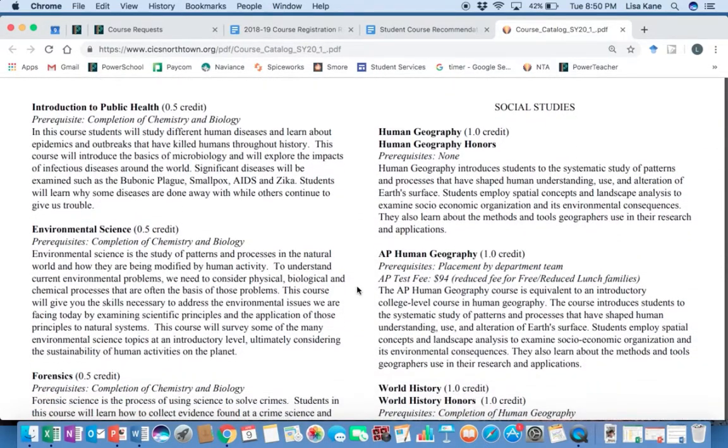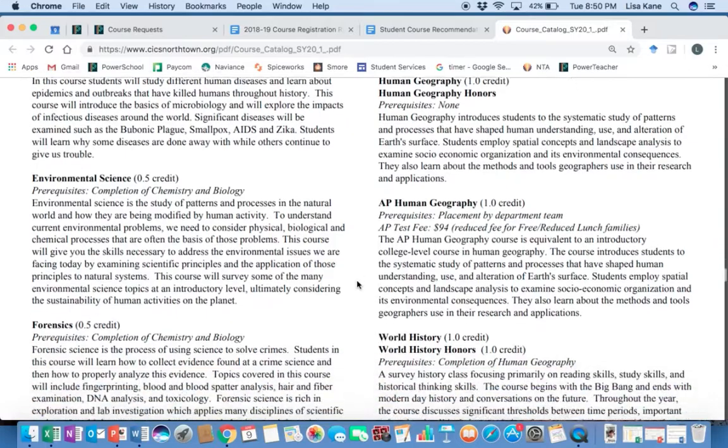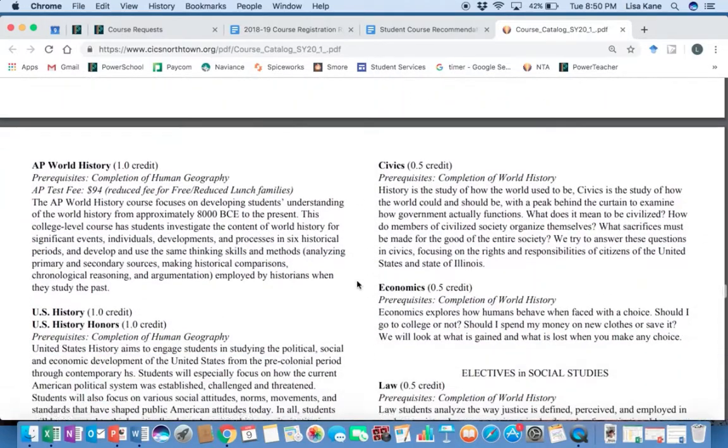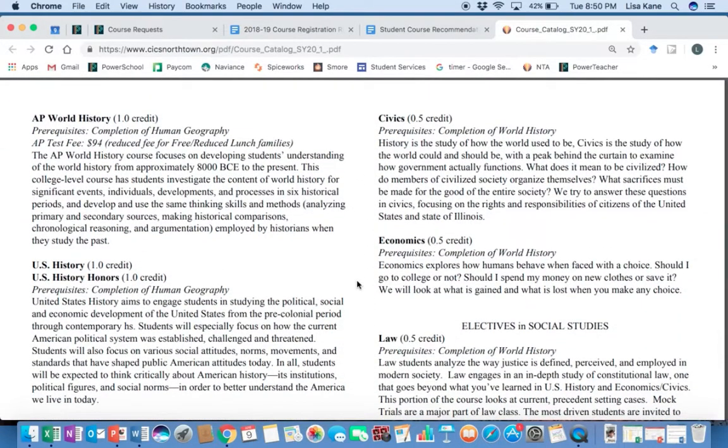Social studies. You need 4 credits of social studies in order to graduate. For most of you, that's human geo, world history, U.S. history, economics, and civics. It is required that you complete both economics and civics. If you don't complete economics and civics, the only other course to take to fulfill that requirement is AP Government. If you have fulfilled and taken all of these classes, you are done with your social studies requirement. If you haven't, you'll need to take the other class next year.